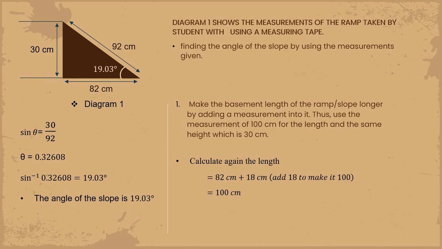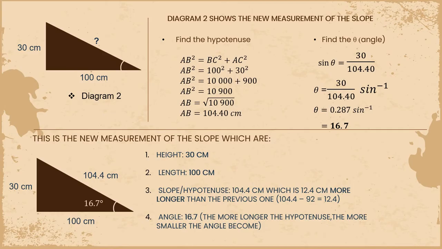So how to make it safer? You add 18 centimeter to the length of the base of the ramp. Calculate again, 82 centimeter plus 18 centimeter equals 100 centimeter. So diagram 2 shows the new measurement of the slope. When we see in the diagram, the slope already has a longer, wider length.